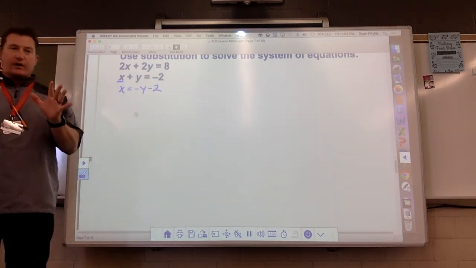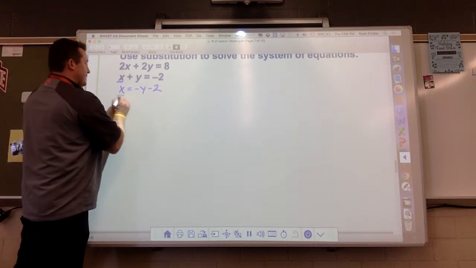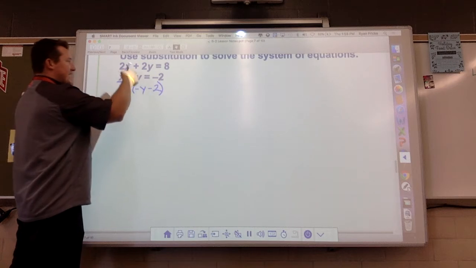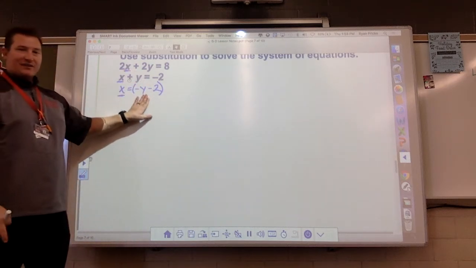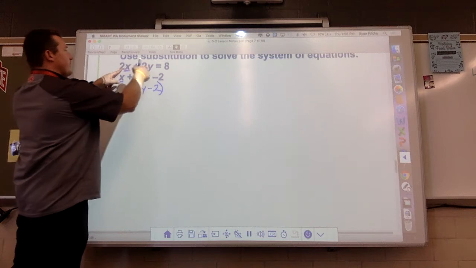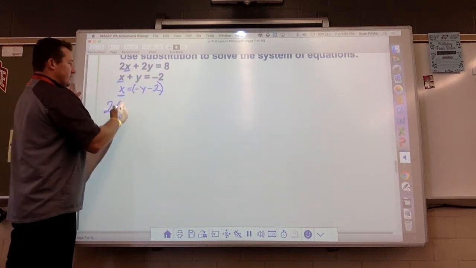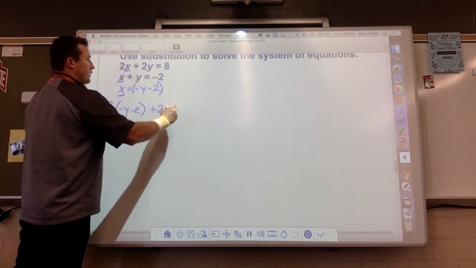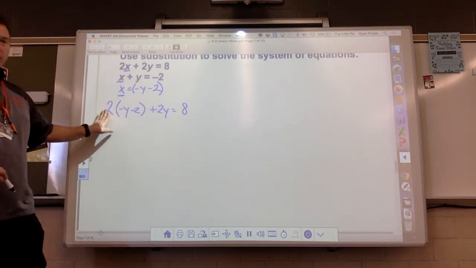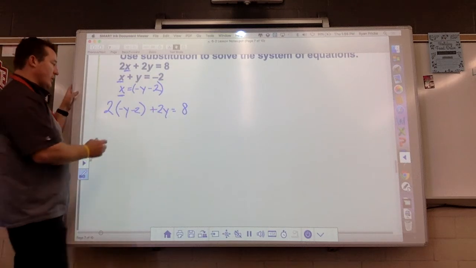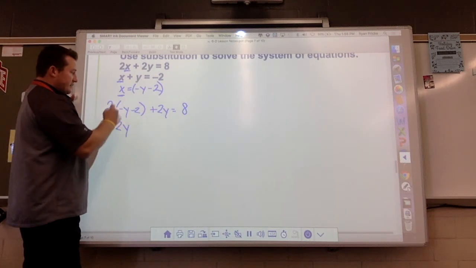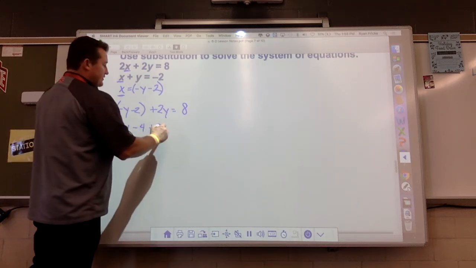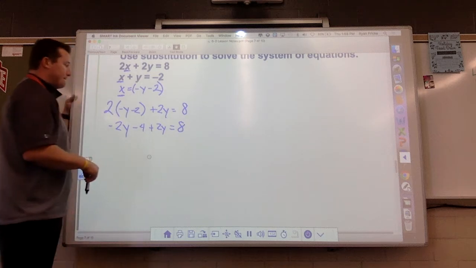Okay, so here we go. Keep doing what we're doing. Now we're going to replace this x with this expression, -y minus 2. All the other stuff stays there. So 2 times this quantity, -y minus 2, plus 2y equals 8. Okay? We're going to distribute our 2 and then solve our equation for y. So -2y minus 4 plus 2y equals 8.